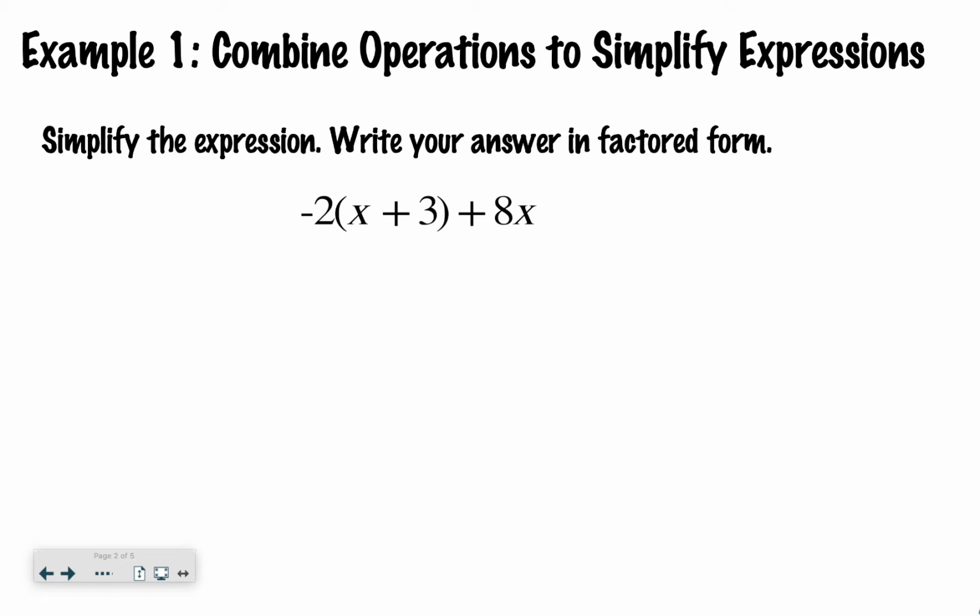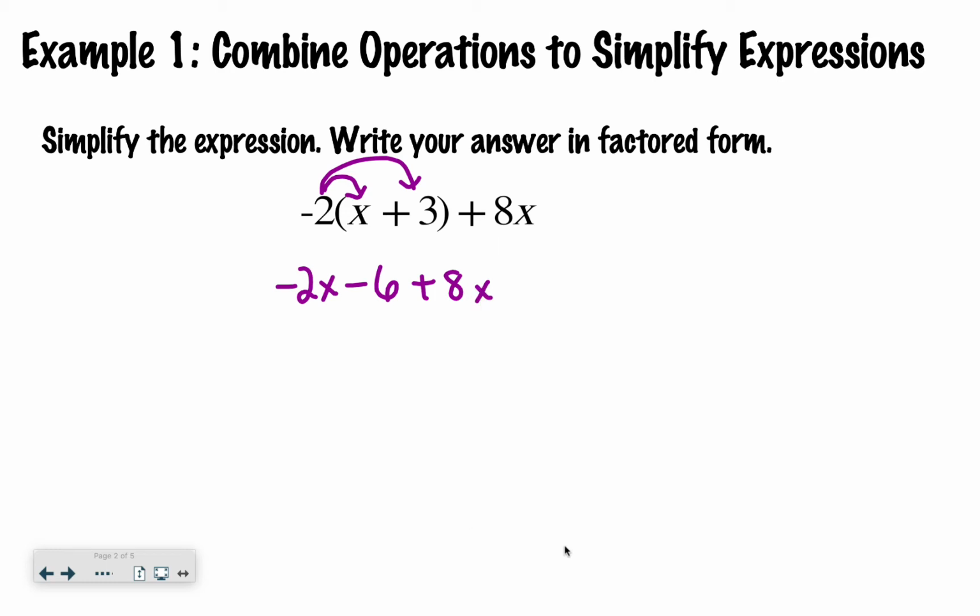That means I'm going to do the distributive property first. So I have that -2 outside of those parentheses. So I'm going to multiply it to everything inside the parentheses. So what's -2 times x? -2x. All right. Then I'm going to take that -2 and I'm going to multiply it with this +3. -2 times +3 is -6. And then I'm just going to carry down that +8x. Okay, so I've distributed. That's my first step.